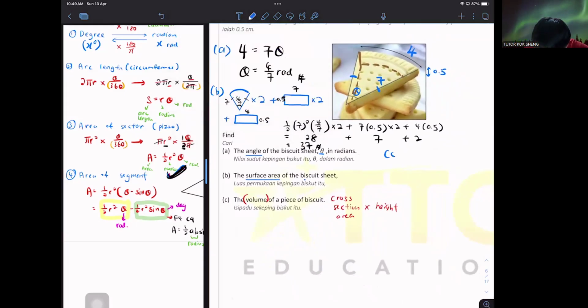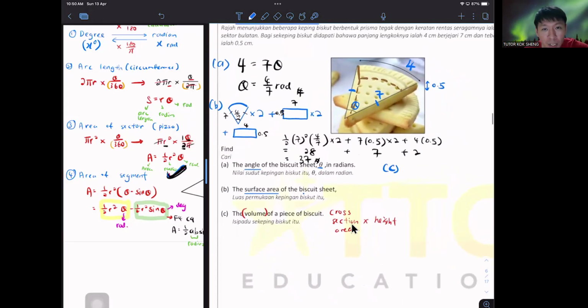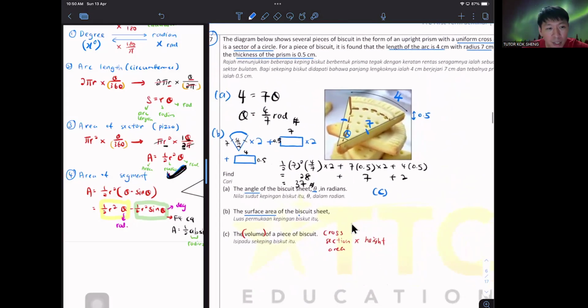Okay, one more to go. Followed by C already. Last one, C is to find the volume of the piece of biscuit. So like I said, just use the cross section. The cross section area, as the question mentioned, is the sector, right? So we go for the sector times the height. Just now what's the height already? 0.5. So this sector area, we got the answer already.